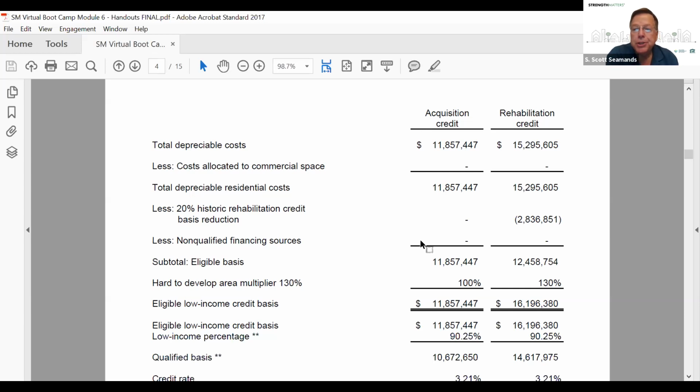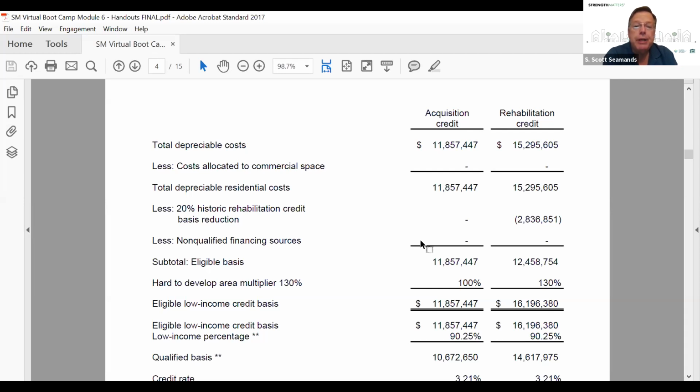In this case, no commercial space, so that's blank. But if there was like a ground floor commercial, we'd be backing out the costs that are allocated to that ground floor commercial, which is usually done based on a percentage, just like a square foot percentage, or could be actual costs if you know exactly how much those commercial costs were. But often it's an allocation of the entire building cost based on square footage in the absence of any more specific information. So in this case, we didn't have any commercial, so that's blank.